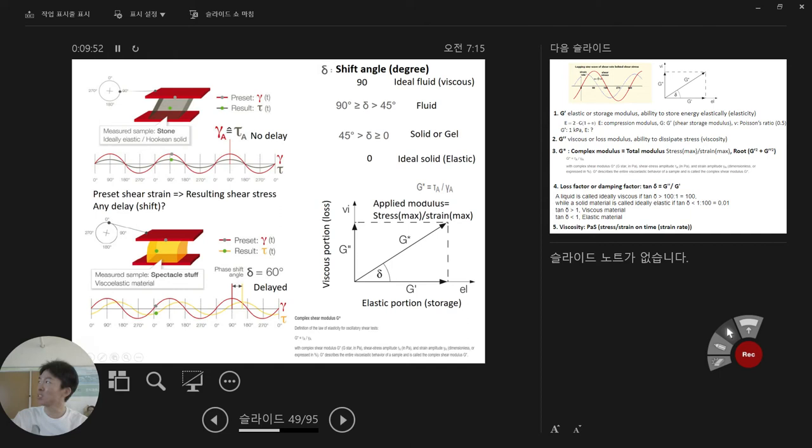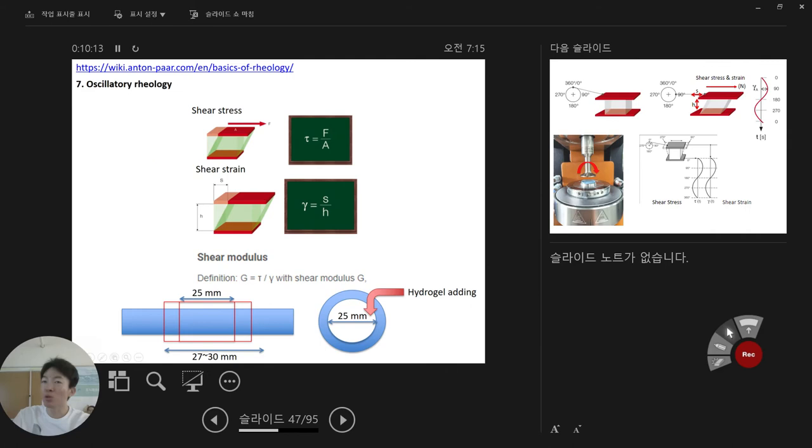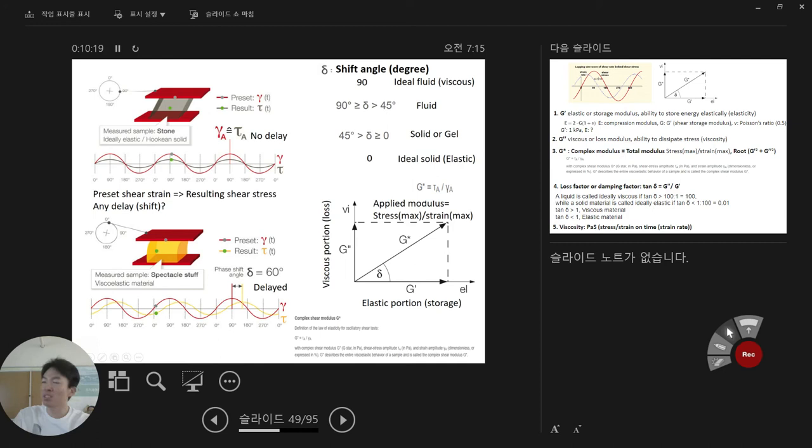So depending on the shift angle, you can know how much of each property is there. And then you can gather this kind of graph. So what is G star? G star, previously you saw this, is the shear modulus, right? This is the shear modulus. Using the maximum stress and maximum strain, when the maximum stress is divided by the maximum strain, you can gather the G star value as a modulus.